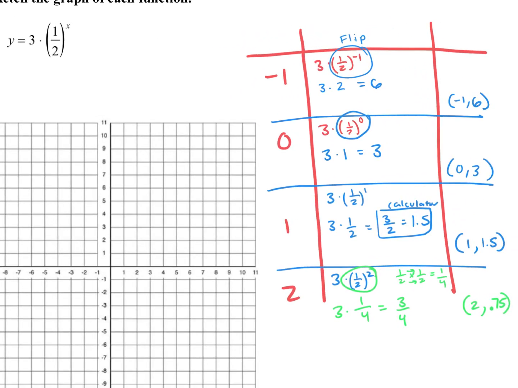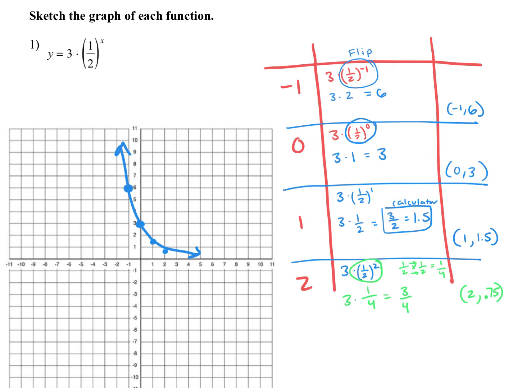So let's graph our points. -1, 6 means we go to the left to -1 and up 6. 0, 3 means we stay on 0, go up 3. 1 and 1.5, we go to the right 1, up 1.5. And then 2 and 0.75, we go to the right 2 and up a little bit more than half. So then I can just connect the dots. Remember, your graph is going to be a curve shape. It'll always be curved. It's not a straight line. It should have that curve. If you want to plug in more points to see what else your shape does, you can do that too.